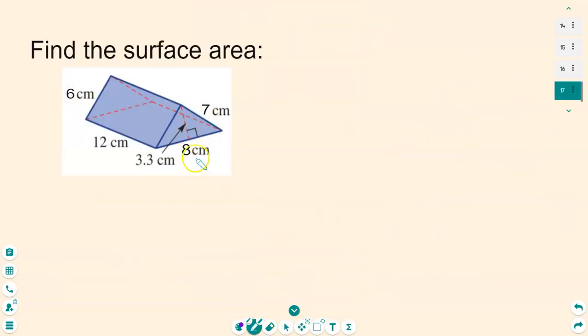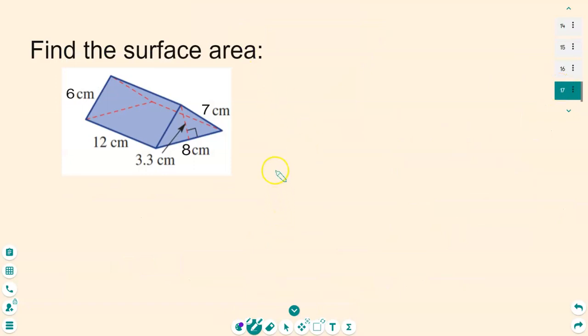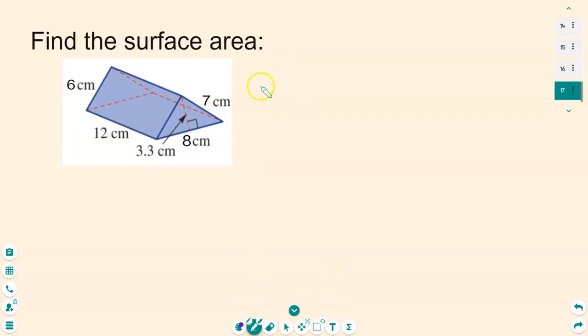There might be another one where they try to trick you a little bit by including this hypotenuse side, but I will show you. All right. So again, sometimes it helps to draw the net out. But let's actually just go straight for it this time. All right. So I know area. So total surface area, tri-prism.